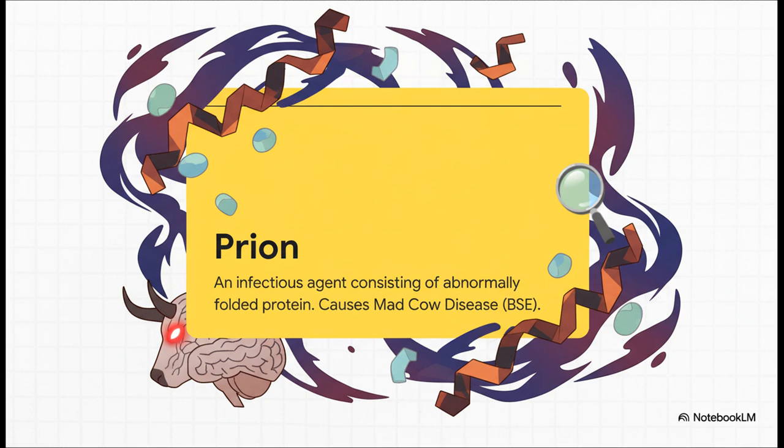And then there are prions. These are like the zombies of the protein world. They have no genetic material at all. No DNA, no RNA. They're just misfolded proteins that somehow trigger a terrifying chain reaction, causing other normal proteins to misfold just like them. It's this cascade that leads to devastating diseases like mad cow disease.